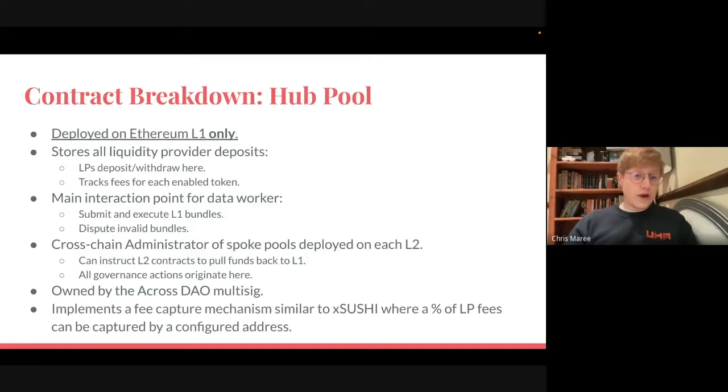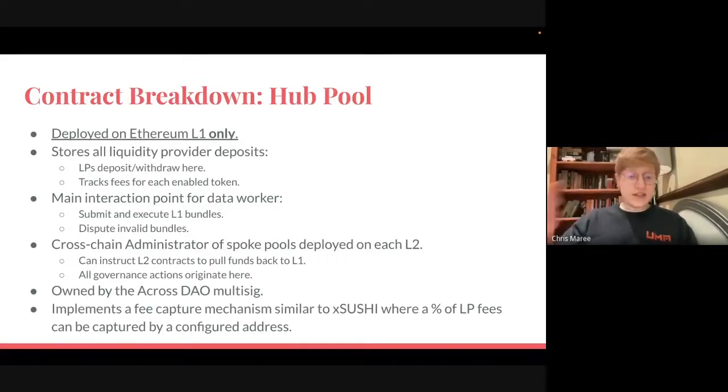This is also where disputes happen, in the hub pool contract. The hub pool is also the cross-chain administrator of the entire system. So it's responsible for governing the spoke pools, and it can instruct the spoke pools to send money back to layer 1, which we call a pool rebalance. It's owned by the Across DAO multisig. And this is important because there are a number of settings in the hub pool that govern how the protocol operates, including a fee capture mechanism.